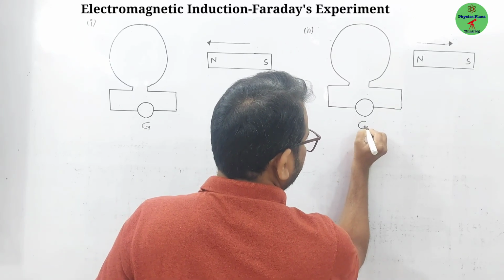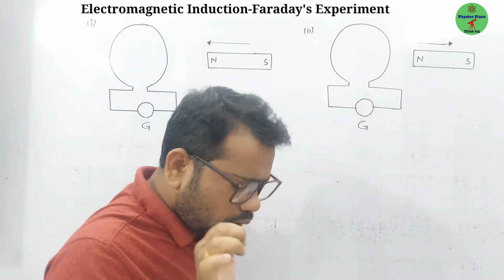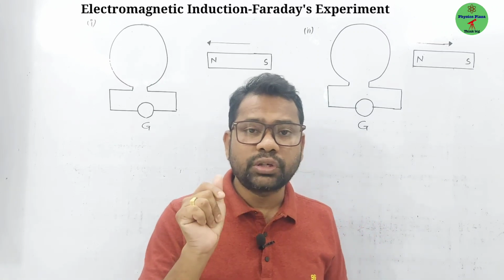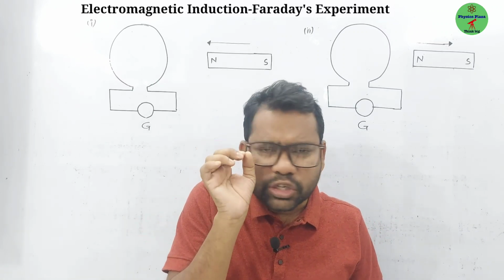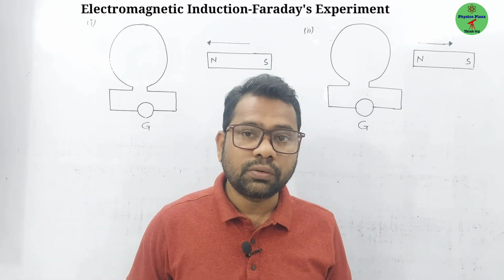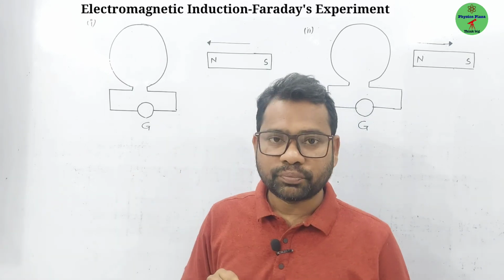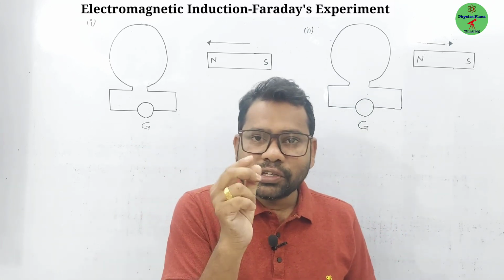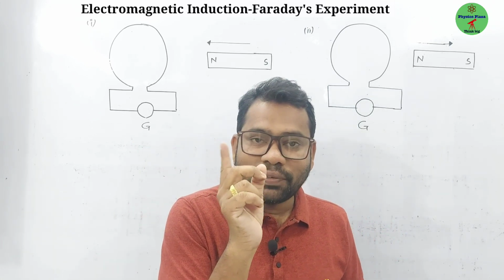Children, what is the purpose of the galvanometer? Even if small amounts of current are there in the circuit, it will show deflections. Try to understand. Even very, very small amounts of current, which can't be measured by an ammeter, this will show deflections. It's like a tester. If current is flowing, it will show deflection.